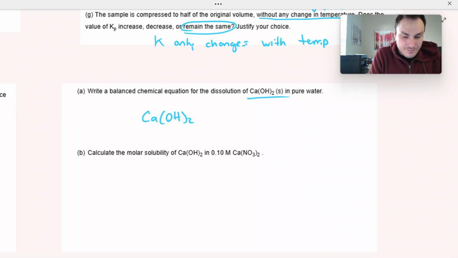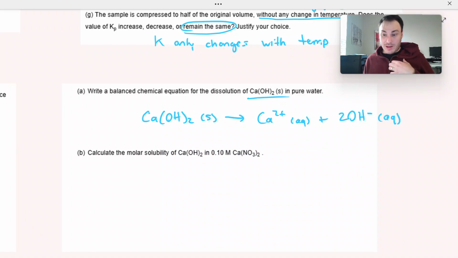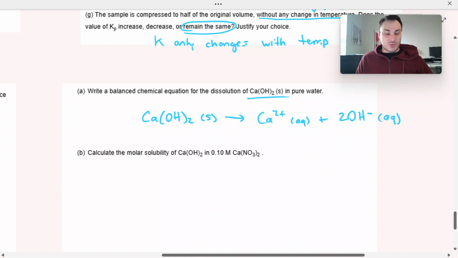Ca(OH)2 solid turns into Ca2+ aqueous plus 2OH- aqueous. Dissolution equations, they're not that bad, but you've got to know how to do them. But that's a point. You do not need the states to earn the point for this question.